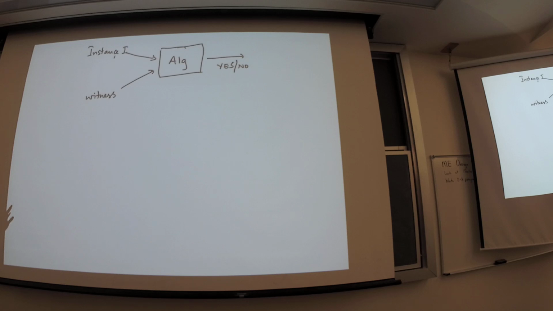So if a problem, let's call this algorithm Alg sub A, an algorithm that depends on the problem A. If you want something concrete, think of A as independent set. In this case, the verification algorithm basically takes the graph, and the witness here is a set of vertices. There are some checks on the size and stuff.